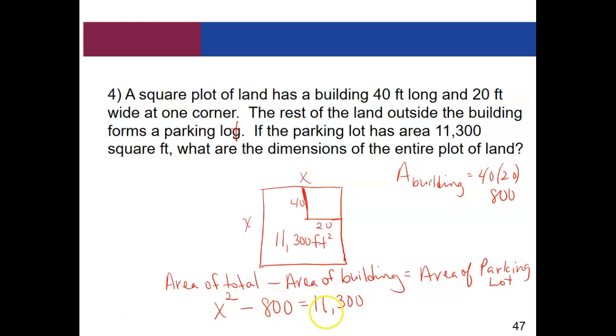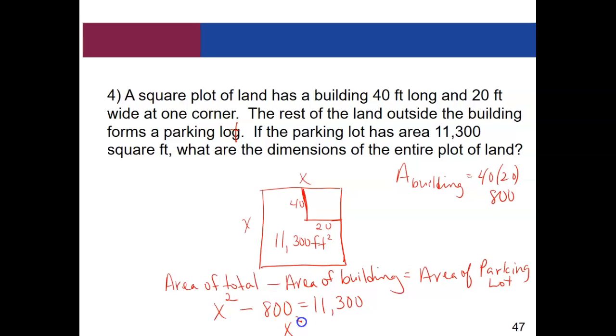We'll just take 800 from the 1130. I mean, not 1130, 11,300. Okay, so we actually need to add the 800 to both sides here. And when we do that, we get 12,100. We'll take the square root of both sides, remembering the positive is the only one that we need. And so our answer on this is going to be 110 feet. And it is a square plot of land, so it'd be 110 by 110.